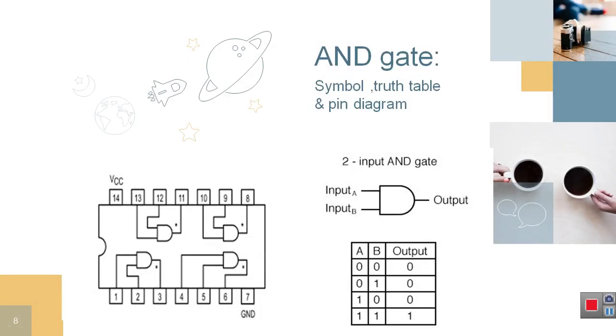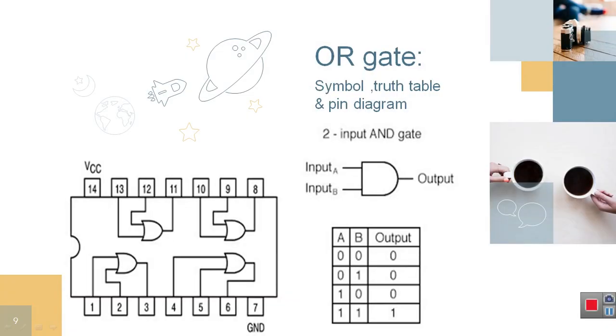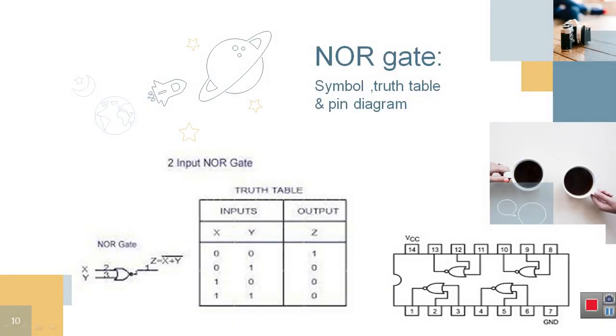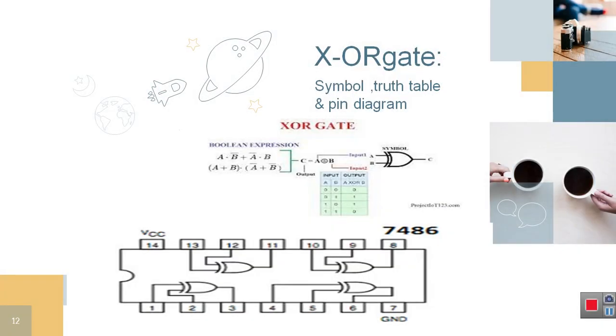And here shown is the symbol, truth table and pin diagram of the AND gate. And for the OR gate, for the NOR gate, for the NOT gate, and this is for the XOR gate, NAND gate.